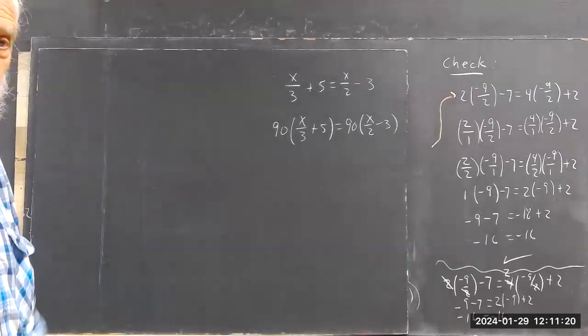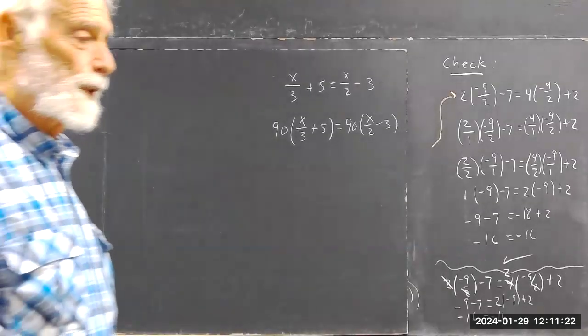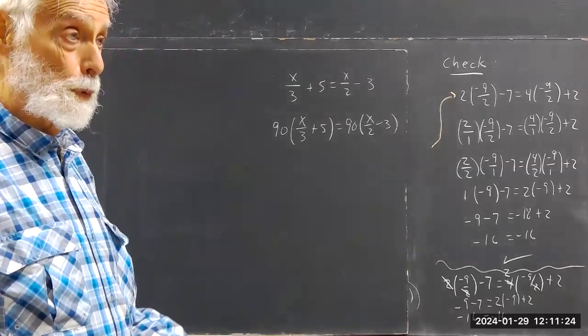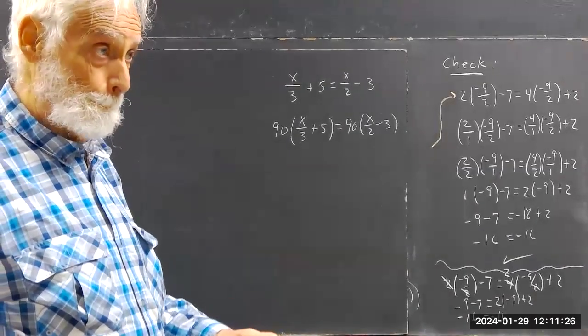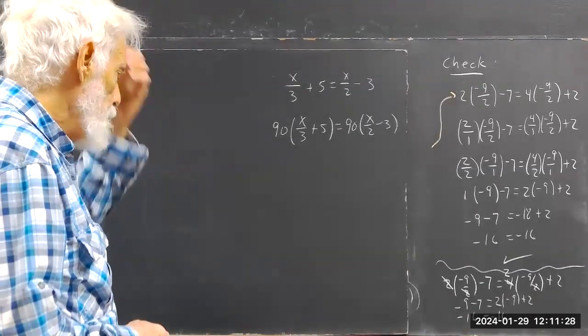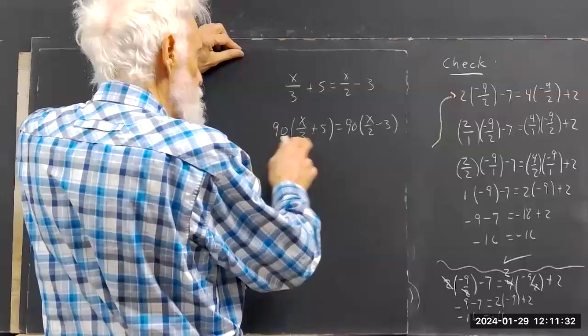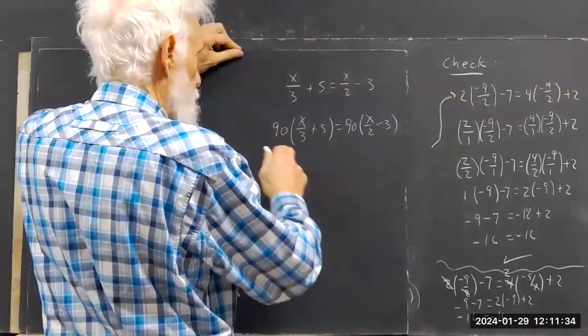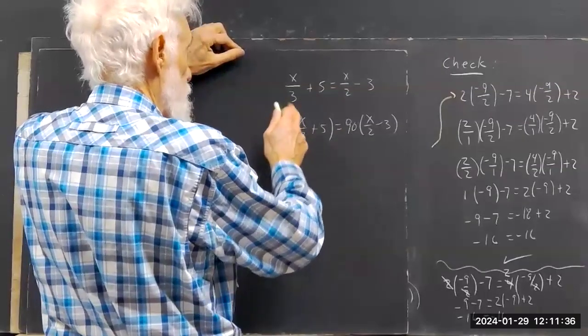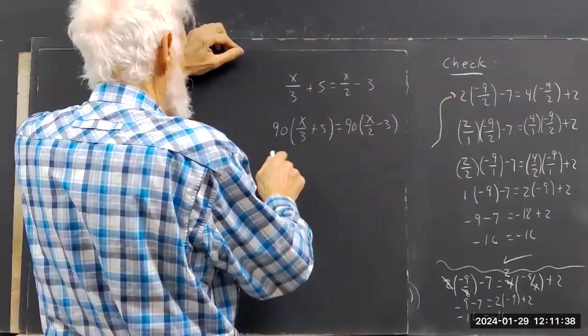Okay, why did I pick 90? Well, 90 is not the best number to pick, but it's going to work. Okay? Now, let's see, what do I do? I have to use the distributive property. I have to multiply both sides by 90, and multiply everything on both sides by 90.